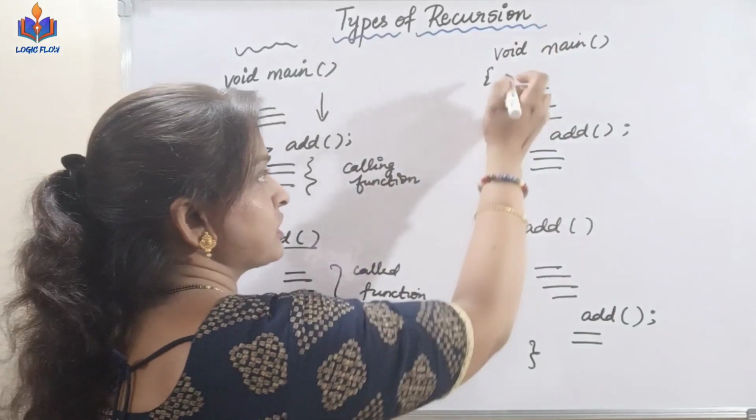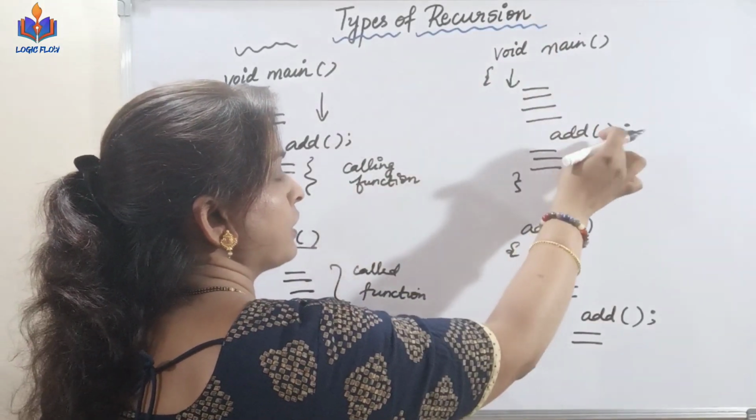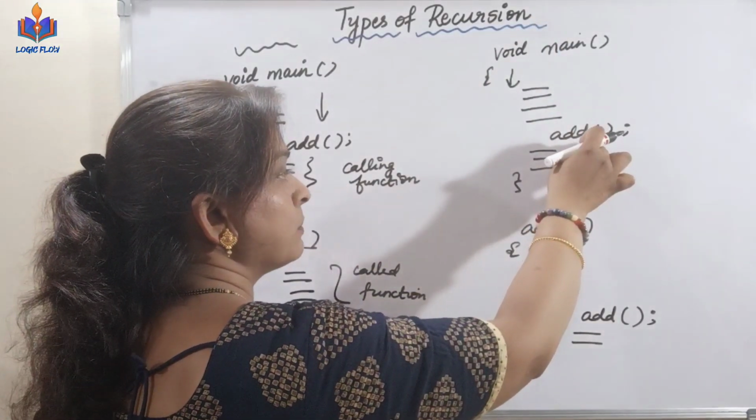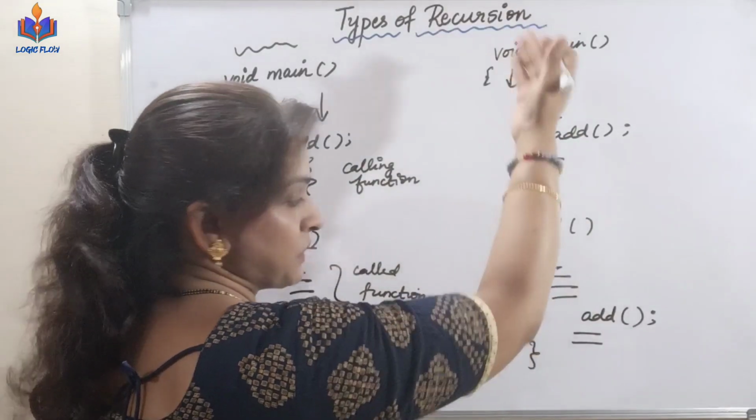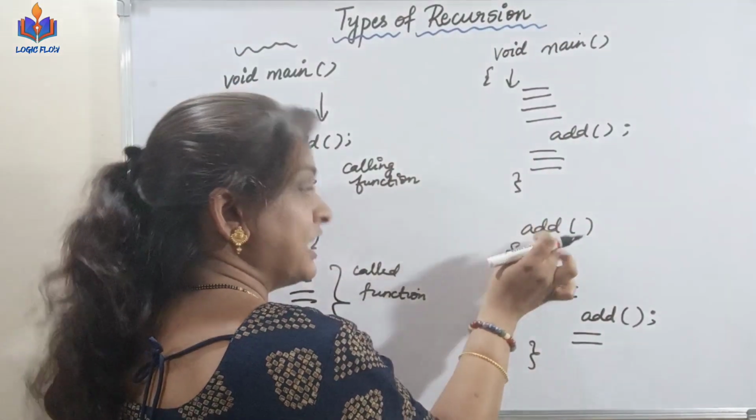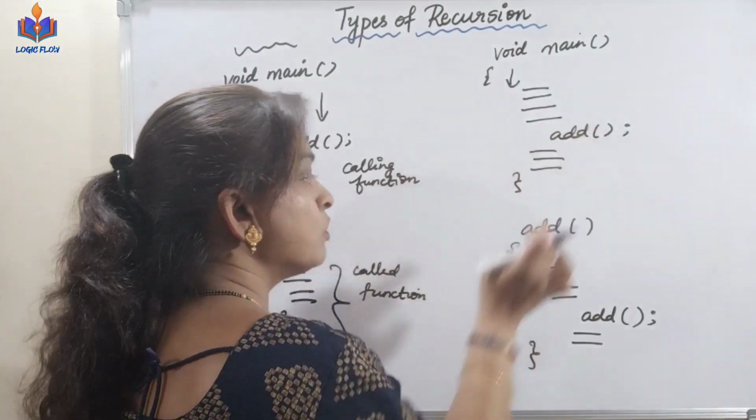So execution starts from the main function. I have a function call here. Control will go to the definition. After checking with the declaration, it will come to the definition part. So, calling to the called function.